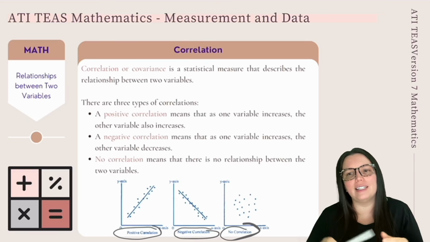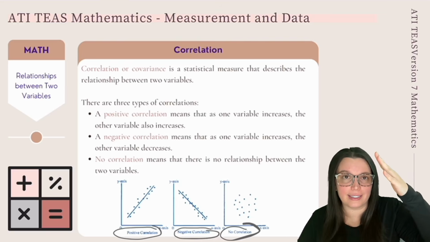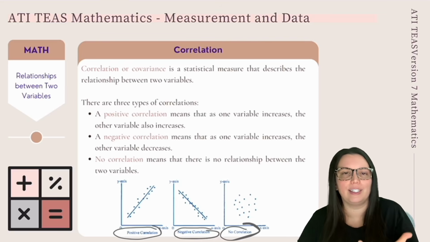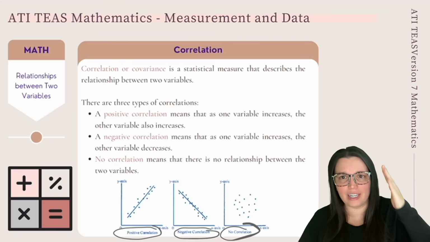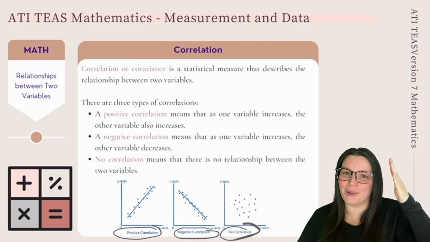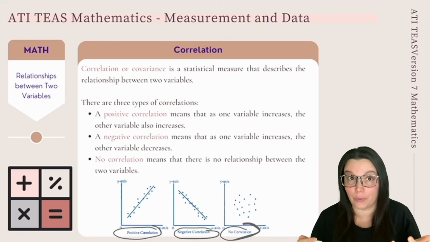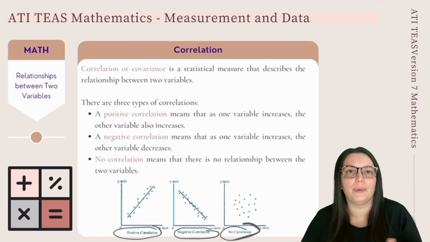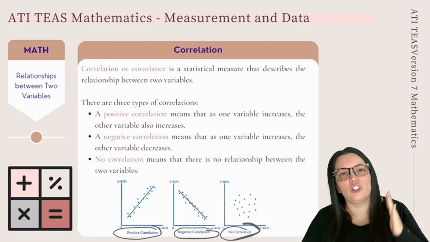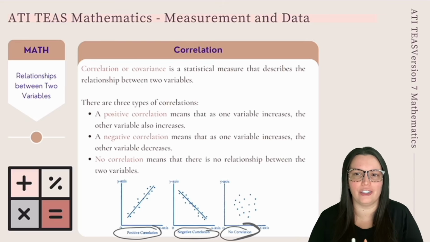An example of positive correlation in real life can be as the temperature outside increases, so does the ice cream sales, right? We have an increase and an increase. So temperature increases, ice cream sales increase. An example of a negative correlation is that as the price of gas increases, I think we've been experiencing that lately, right? The number of miles driven per week decreases, right? So we have an increase and a decrease. That is our negative correlation.